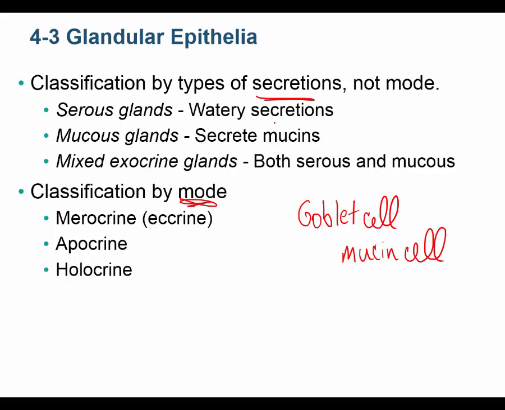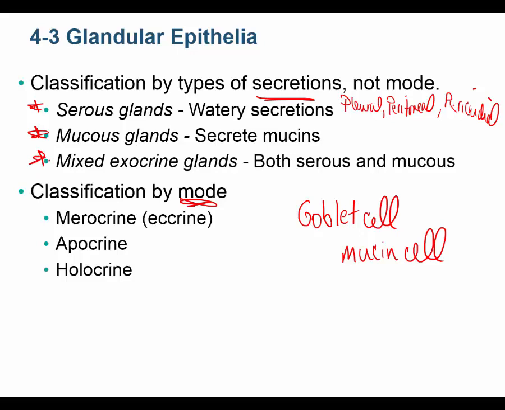So let's look at what they secrete first. First of all, you can have a serous gland. It's a thin, watery fluid. This is found in your serous membranes, like your pleural, your peritoneal, and your pericardial. And we've already talked about this a little bit, so you're probably getting it. We have mucus glands. These secrete mucus and mucins. And goblet cell is one example of a mucus gland, but we have other mucus glands as well. So these secrete mucins.